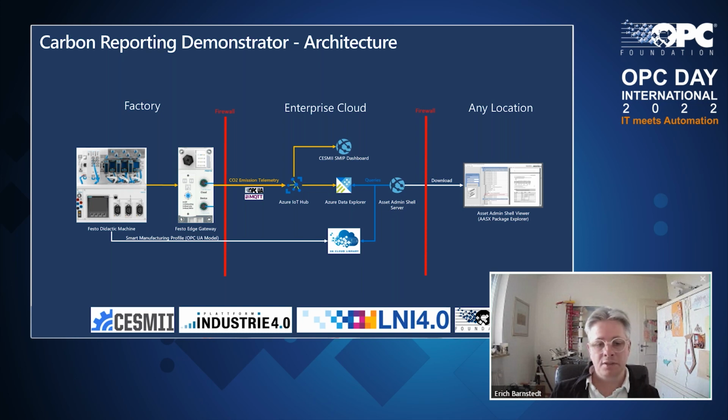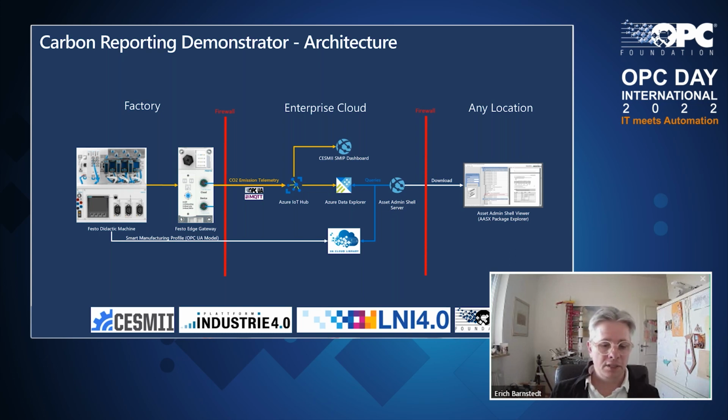And then the asset admin shell server queried the time series database and the UA Cloud Library for data from that particular asset, and calculated its carbon report for producing, I think it was a plastic part. So basically calculating the carbon report for producing that plastic part and making it available in an asset admin shell, which then could be downloaded using the asset admin shell package explorer, which is available online. It's free of charge, it's open source, it's an AAS client, right?